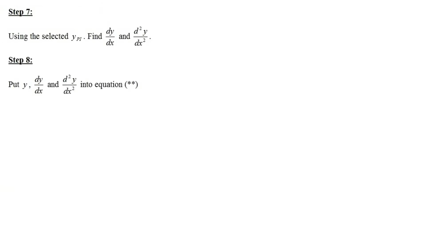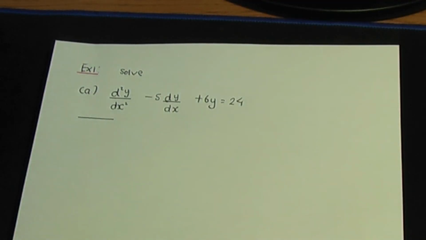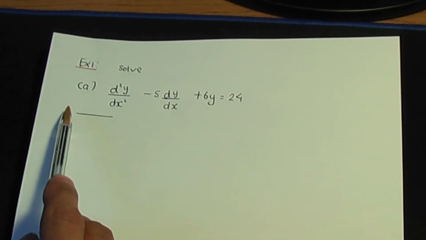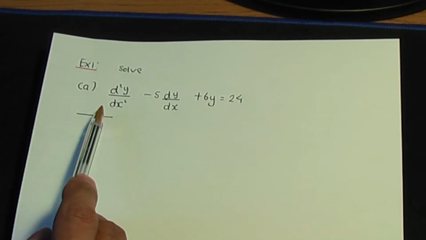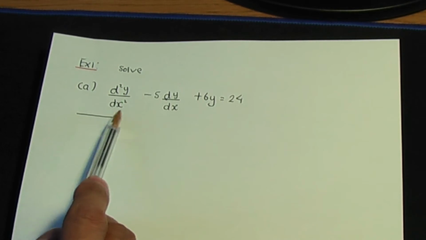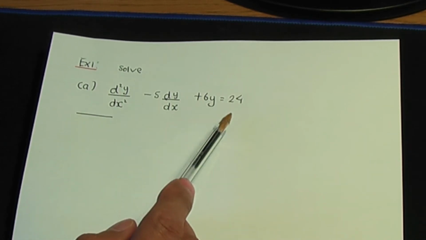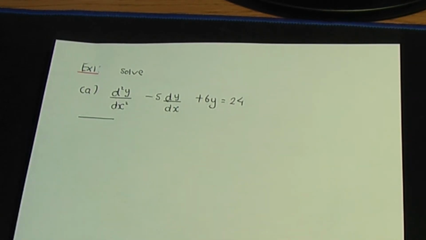the aid of an example. So back to the paper and pen. So here is an example. So in example 1 part A, we have the second order differential equation d2y over dx squared minus 5 dy over dx plus 6y is equal to 24, okay? So let's have a quick look at the screenshot.